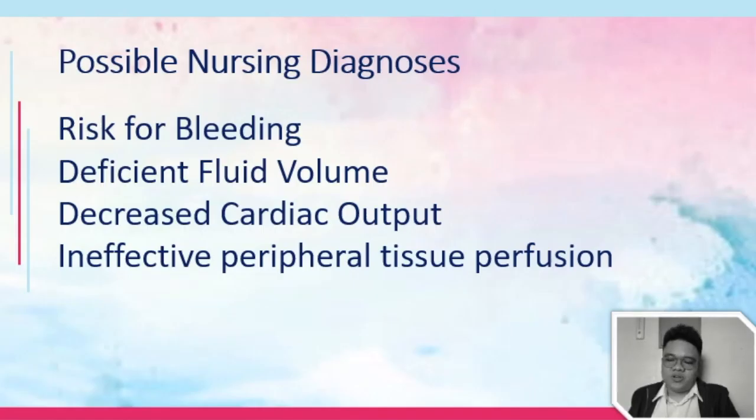Then the possible nursing diagnoses. Risk for bleeding, if we're talking about dengue fever, related to thrombocytopenia. So risk for bleeding if bleeding has not occurred yet. Then we have deficient fluid volume related to blood loss, decreased cardiac output due to decreased circulating blood or decreased RBC, and even ineffective tissue perfusion. We're talking here not only of peripheral tissue perfusion, but also gastrointestinal tissue perfusion because of blood loss.